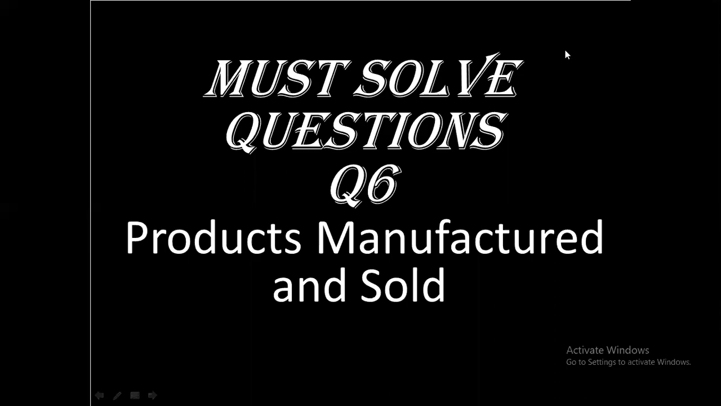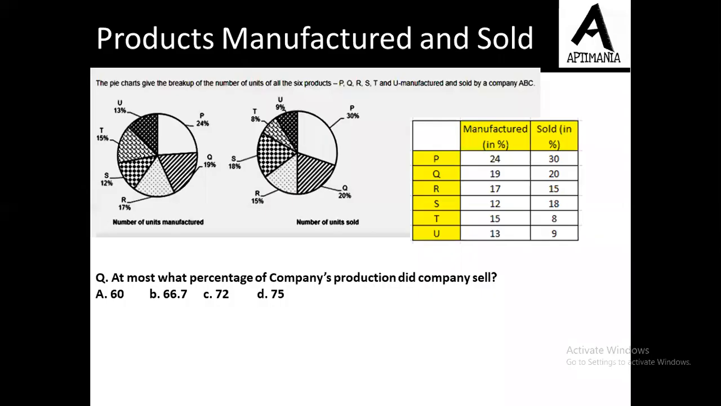Hello. So in this video, let us discuss a good question based on a very decent concept. The question is, the pie chart gives the breakup of the number of units of all the six products P, Q, R, S, T and U manufactured and sold by a company ABC. So there are six products P, Q, R, S, T and U.